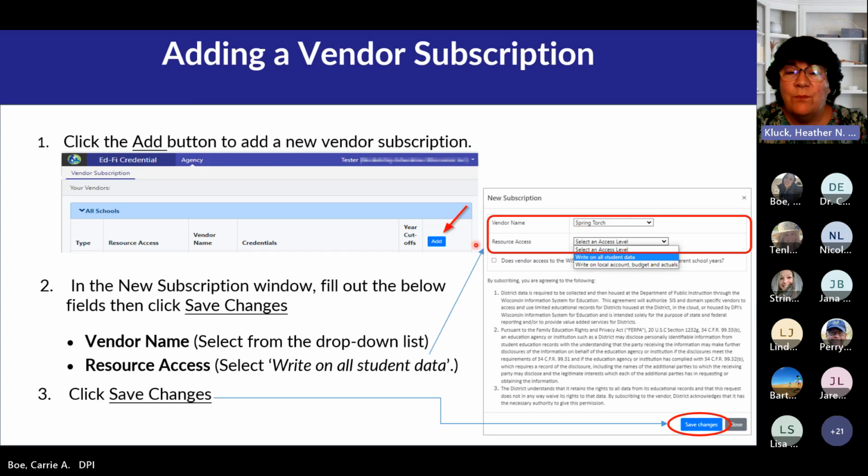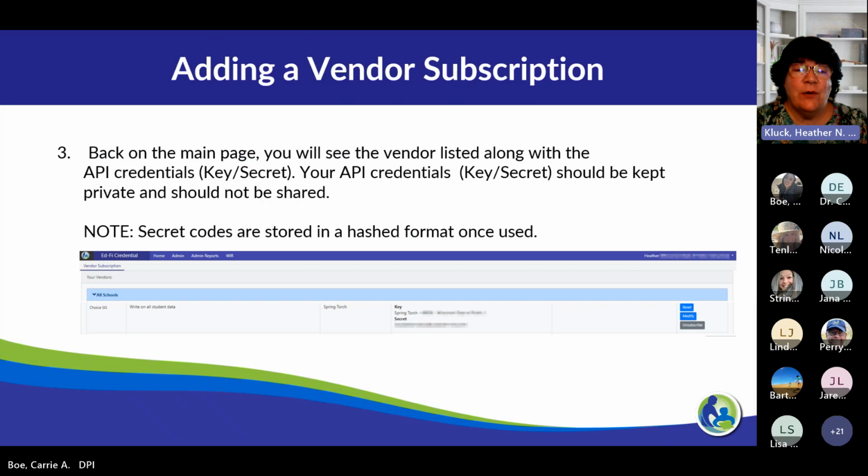Next is selecting what kind of access you want. And because this is going to be a student information system, you're going to write on student data. And at this point, you've pretty much set up everything that you need to do. You click Save Changes. When you click that, it's going to bring you back to the main screen. You're going to see your vendor listed, and you're going to see your API credentials, that key and secret that I was talking about. And those should not be shared with anybody other than your vendor, of course.